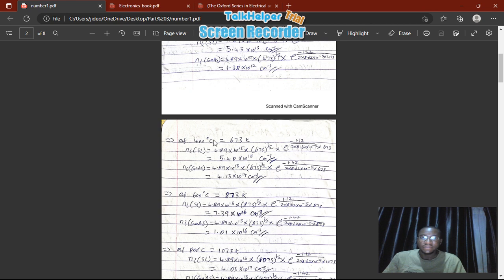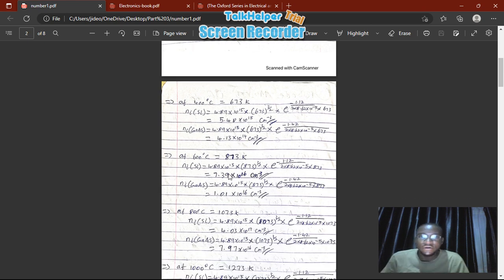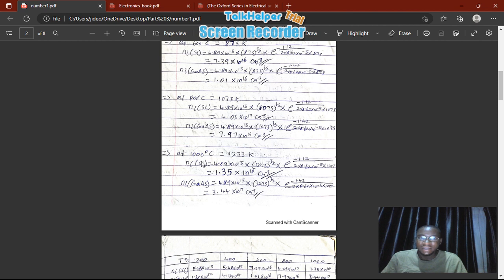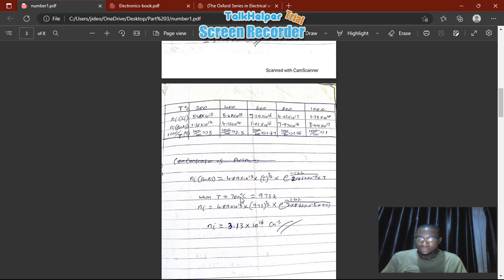We did the same for 400 degrees Celsius, we got this one and this. The same thing for 600 degrees Celsius, we got this, this, and this. And lastly, at 1000 degrees Celsius, which is 1273 Kelvin, we have 1.35 times 10 raised to the power of 18, then 3.44 times 10 to the power of 17.